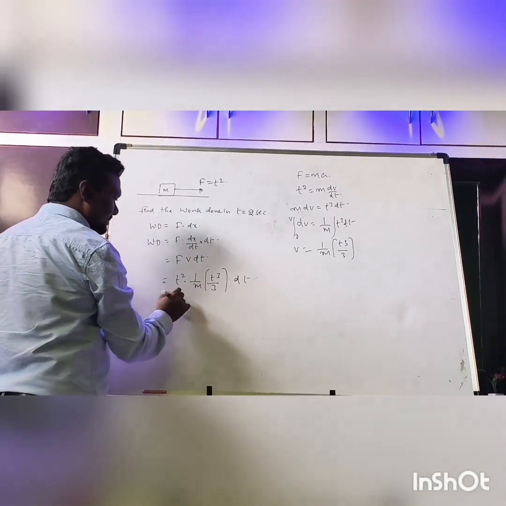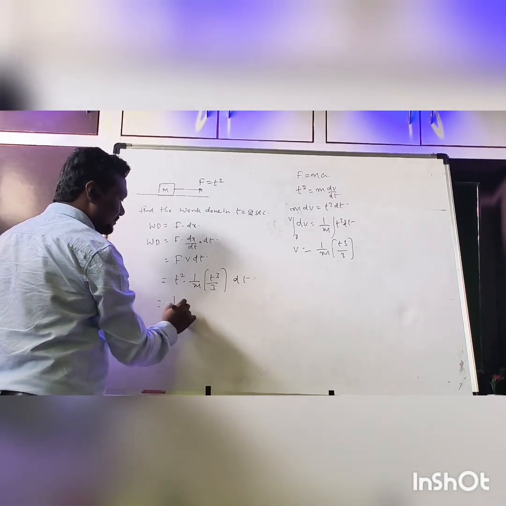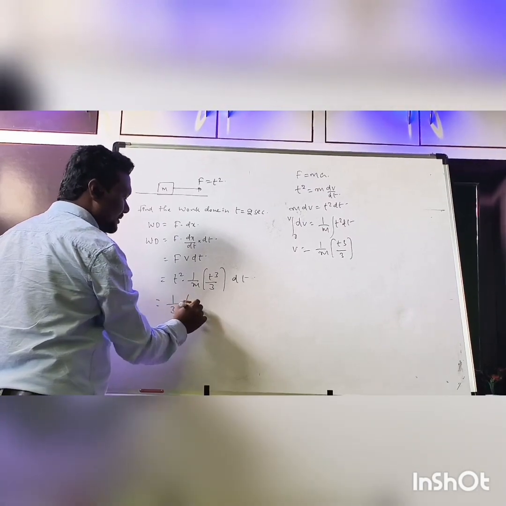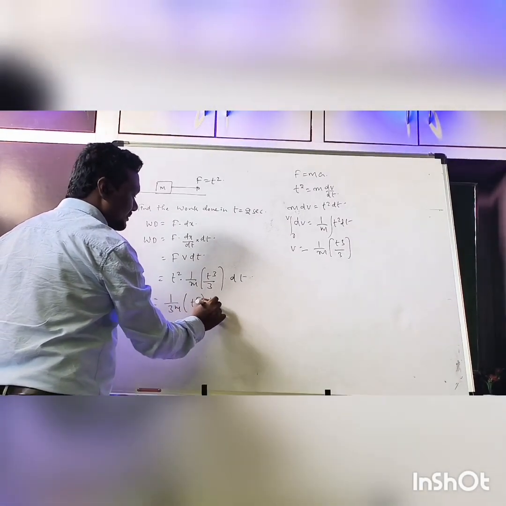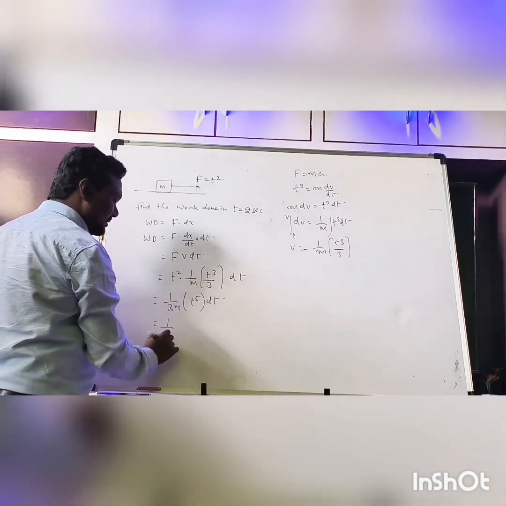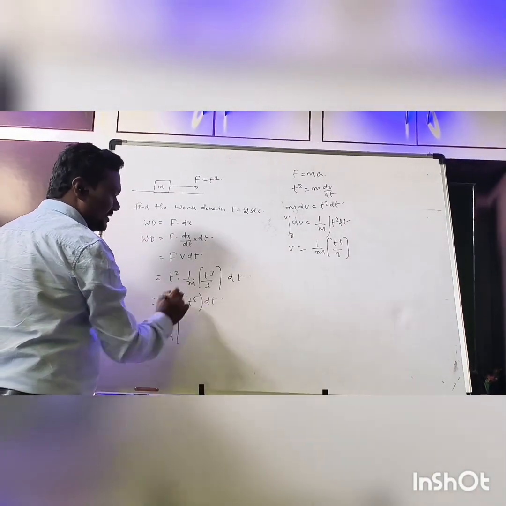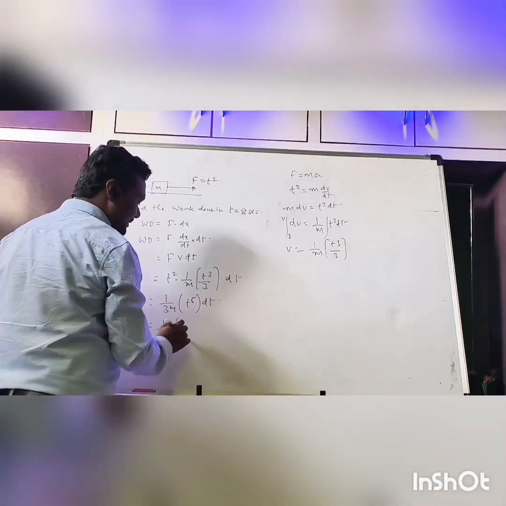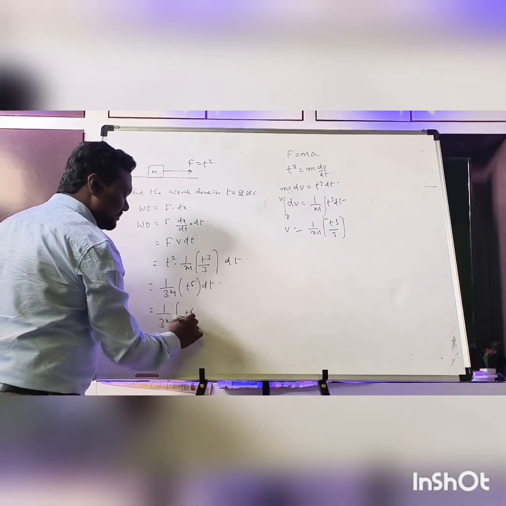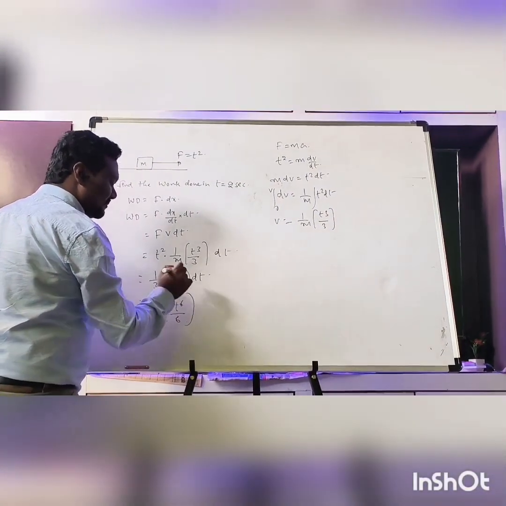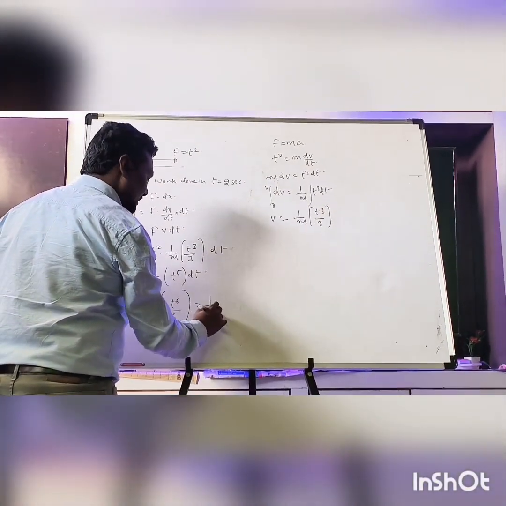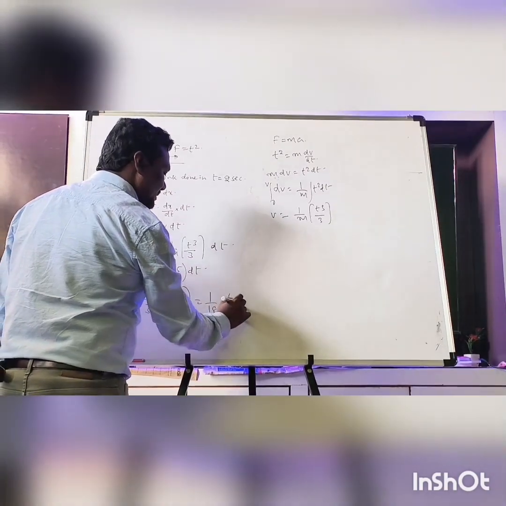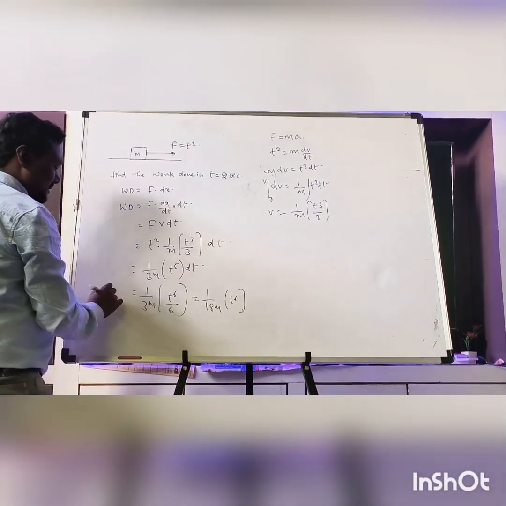Then this can be written as 1 by 3 into t square into t cube, t power 5 into dt. This can be written as 1 by 3 t power 5 dt. T power 5 dt means t power 6 by 6. This can be written as 1 by 18m t power 6. This is nothing but the work done.